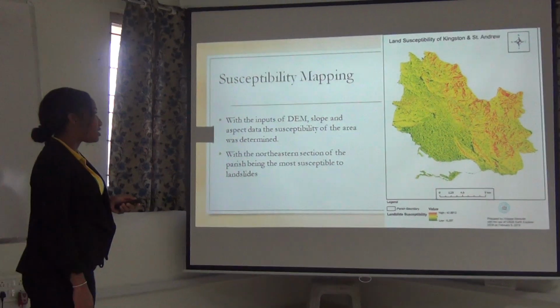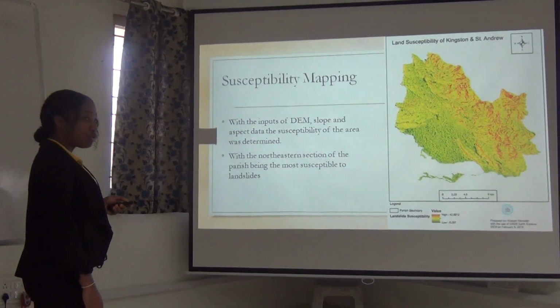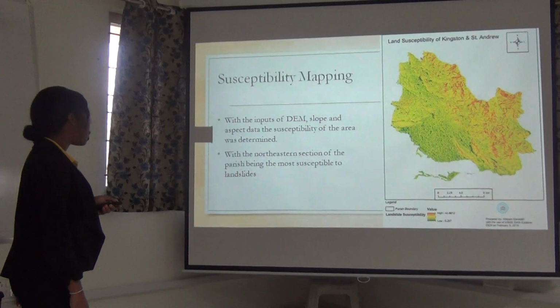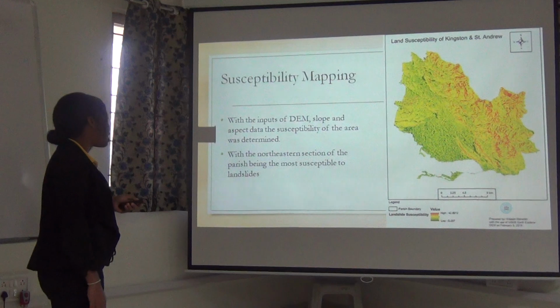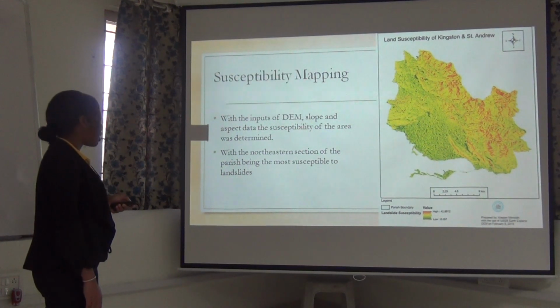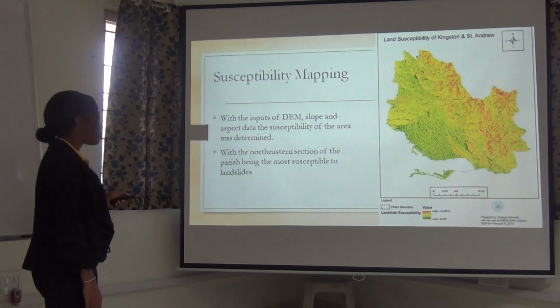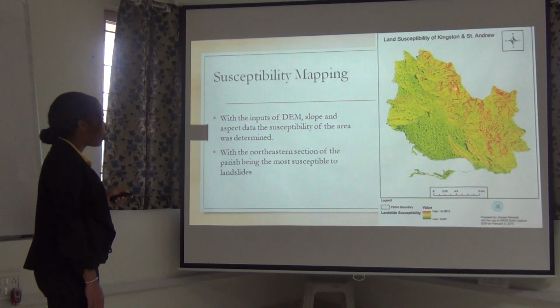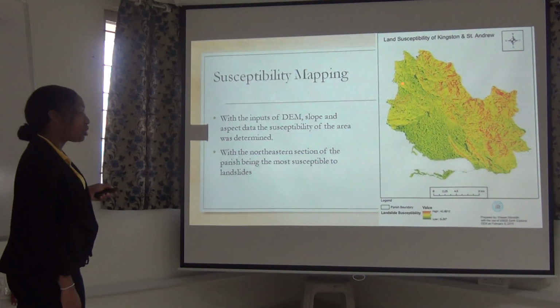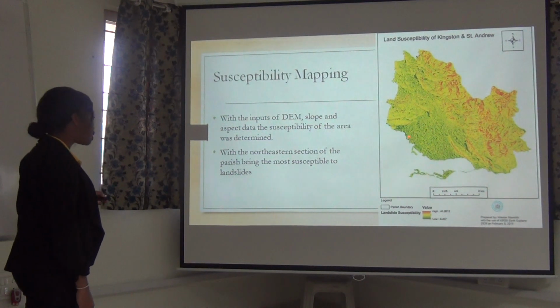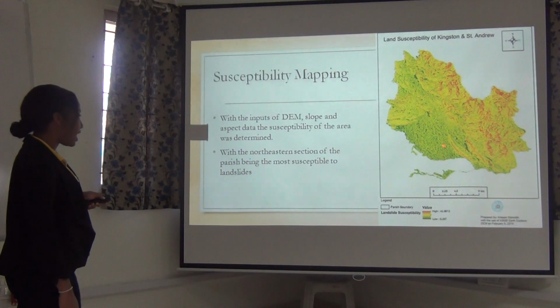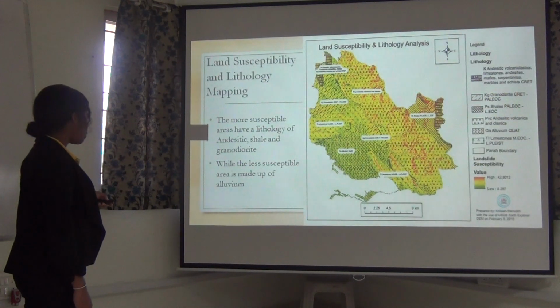So our landslide susceptibility map uses the inputs of our digital elevation, slope, and aspect data, and the susceptibility of the parish was determined. It shows the northeastern side of the parish being more susceptible to landslides, as well as the northern section of the parish also being susceptible. Our northwestern side is slightly susceptible, but not as much, and as we move to the center and the southern section of the parish, they are less susceptible to landslides, as this section was more flat.